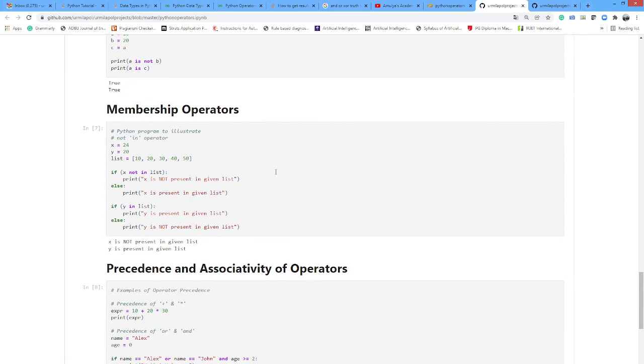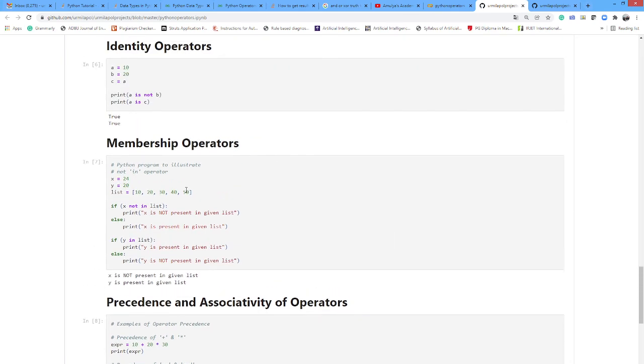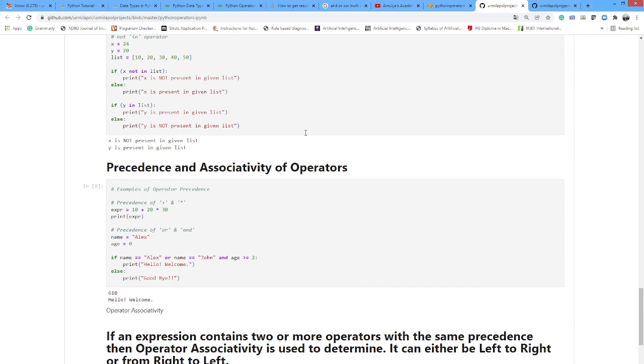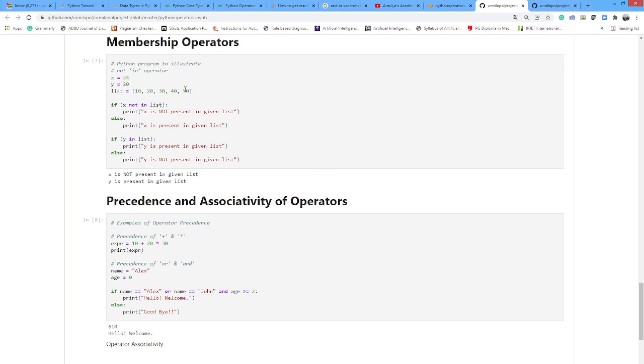Like that, membership operators are there. Suppose list is equal to 10, 20, 30, 40, 50. X is equal to 24 and Y is equal to 20. If X not in list. I have not covered lists yet, therefore we skip this operator. And precedence and associativity operators are there.